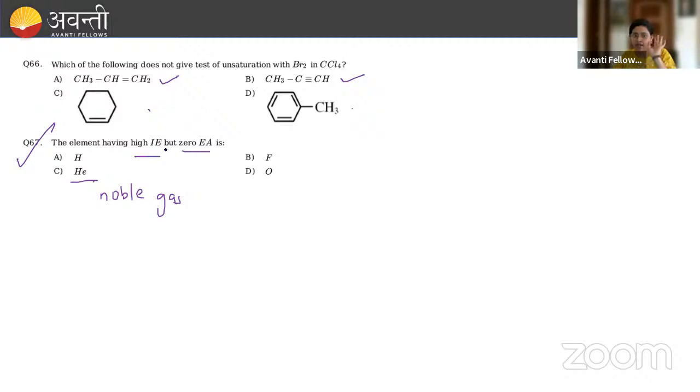That's why they do not give. And that's why, in order to take its electron, we have to supply a very, very high amount of energy.